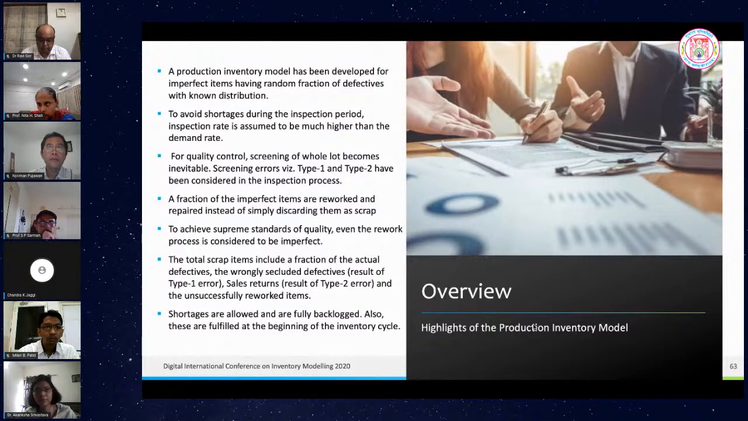Now, this is the production inventory model developed for the imperfect item, where fraction defectives are there, to avoid shortages during the inspection period. We assume the screening rate is much higher than the demand rate. These are normal assumptions which we have taken. When we are trying to segregate, it's possible there is human error, that means type 1 error and type 2 error. The total scrap includes the fraction of actual defectives which are wrongly segregated, and the sales return results from a type 1 error, and type 2 error, which is successfully reworked. Basically, we try to find type 1 and type 2 error because it is possible that, because of human error, a defective may be segregated as non-defective or a non-defective as defective.